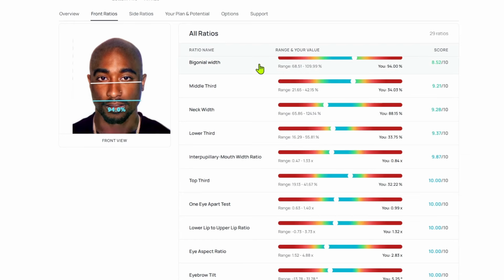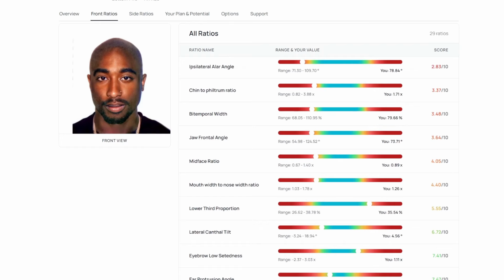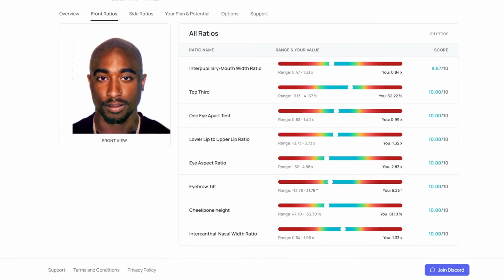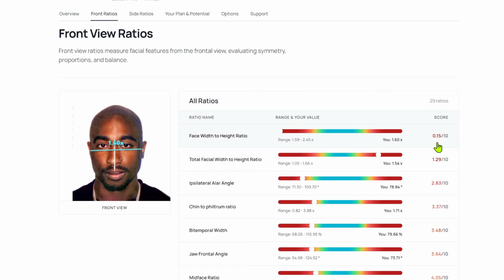Moving on. His bigonial width is an 8.52 out of 10. Pretty good overall. Tupac has some great scores for his front profile. Unfortunately, that lowest score being a 0.15 out of 10 really brings his overall score down, with this facial width to height ratio.